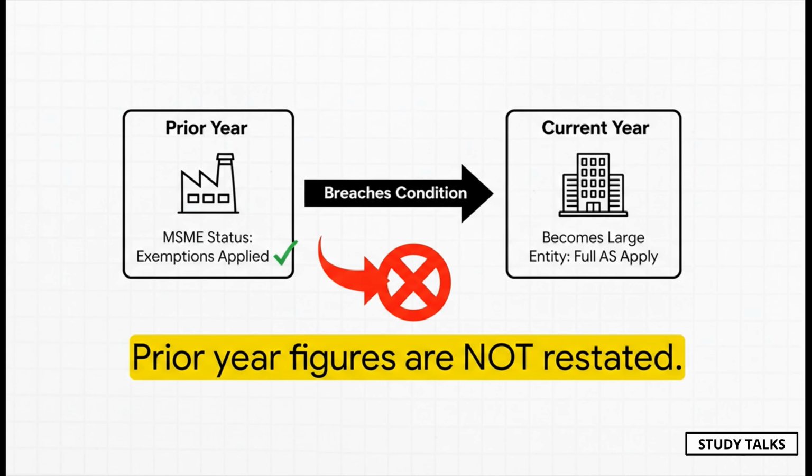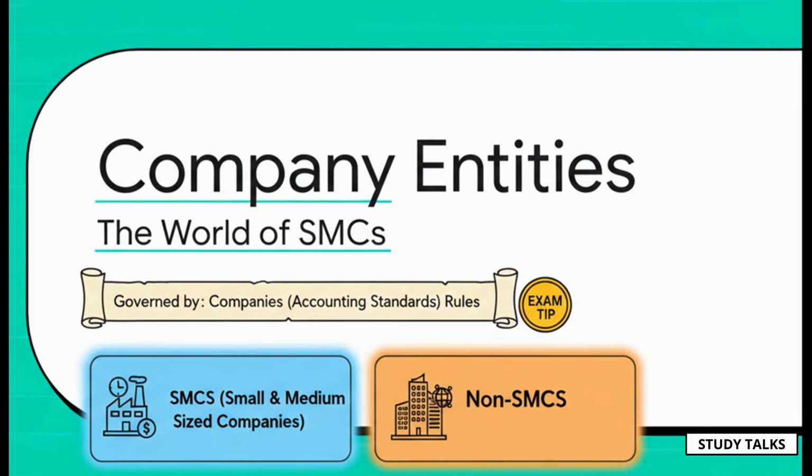do not go back and restate the previous year's numbers. You just draw a line in the sand, move forward with full compliance, and make a note disclosing the change. That's it. Whew. We have absolutely covered non-company entities. Now it's time to switch hats completely and enter the world of companies. Over here, the game is different.